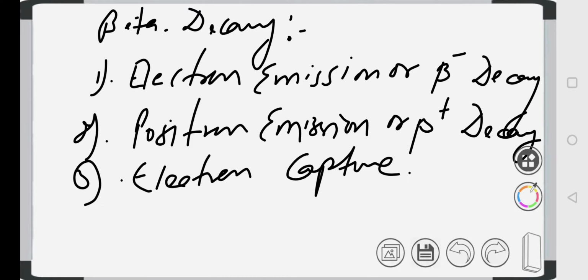Now we will study beta particle energy distribution, for which a setup is used which is known as the beta particle spectrometer, which will help in finding out the energy of beta particles.